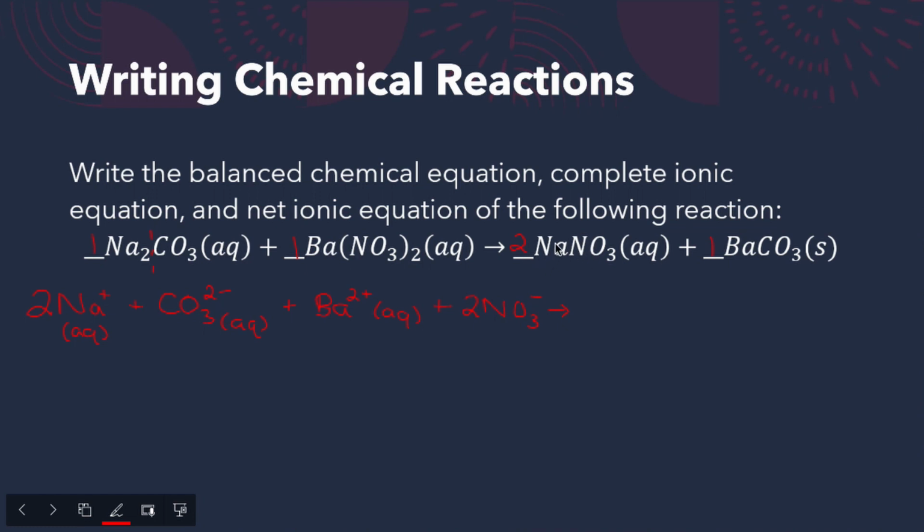So the sodium cation, there's 1 of it, but since there's 2 of this compound, we're going to write 2 sodium cations. And again, that has a +1 charge. Oops, forgot it over here. Okay. And then we're going to look at the nitrate. We have 1 nitrate over here, but since there's 2, we're going to put 2. And again, this is a -1 charge.